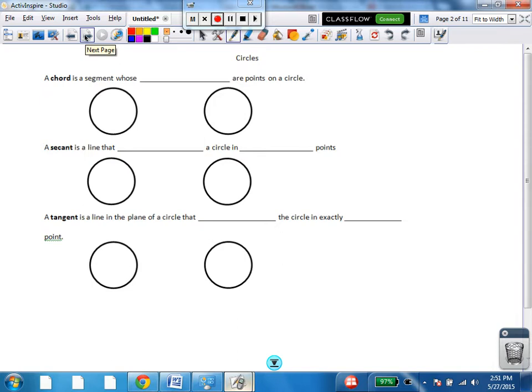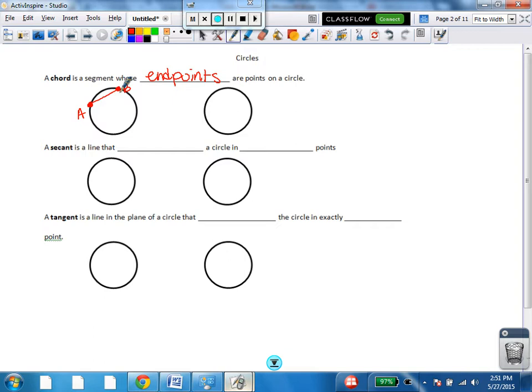Now, a chord is a segment whose endpoints are points on a circle. So, for example, I have two circles here. If I have this circle, here's an endpoint that lies on the circumference, and let's put another point over here. The endpoint must always lie on the circumference. So we can call this point A, and we can call this point B. All I have to do is connect it to make it a segment. This is a type of chord.